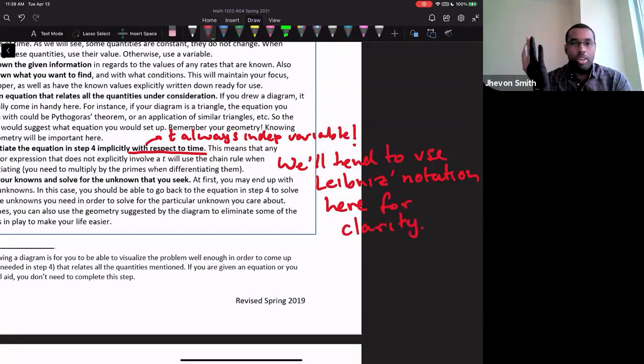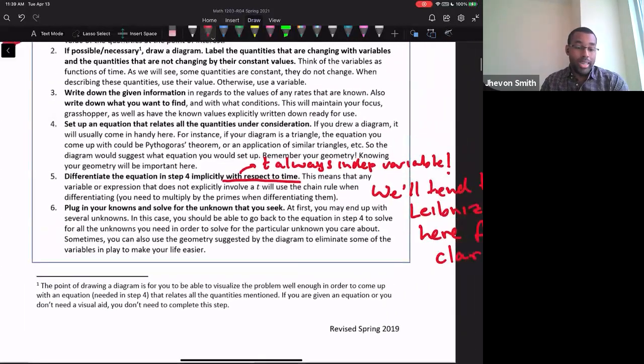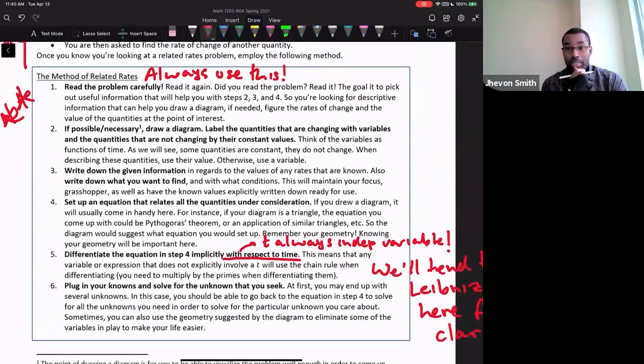Right. So you guys know me. I'm partial to the prime notation, but that's because it's easier to write and I'm lazy. But even myself here, I always use the Leibniz notation. So I think it's a good practice in general.